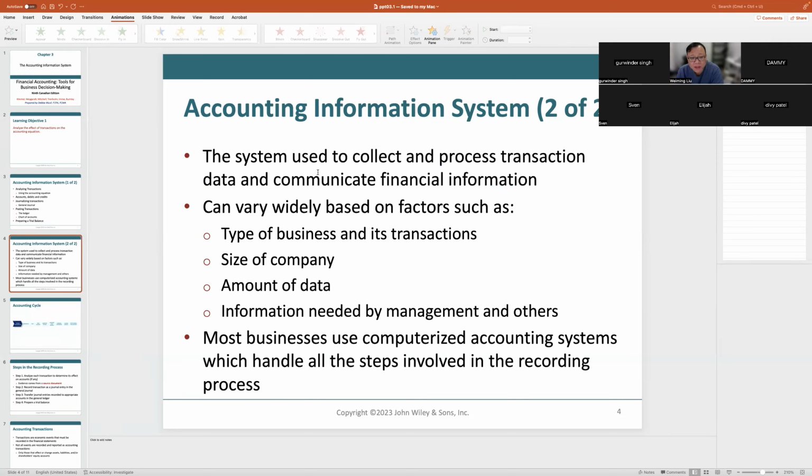This accounting information system is used to collect and process transaction data and communicate financial information. So it's really important. This is the system where you are collecting the information, processing the information, and presenting this information. This system can vary quite a bit depending on the size of the company, the type of the business and its transactions, and the amount of data and information needed by the management and others.